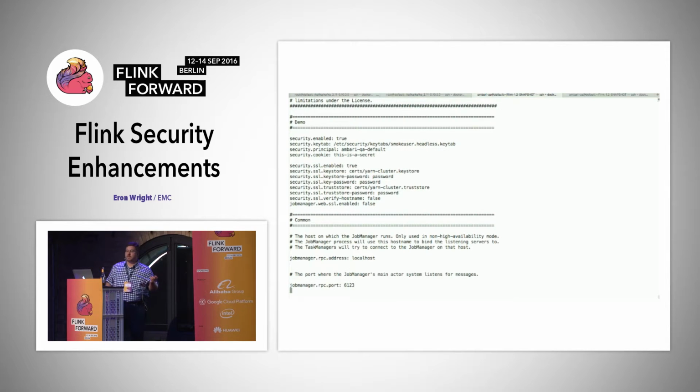Here's my Flink configuration file, and I'm going to launch a cluster with all of these knobs turned. I have enabled the service level authorization, and I've set the little shared secret here. This is a secret.